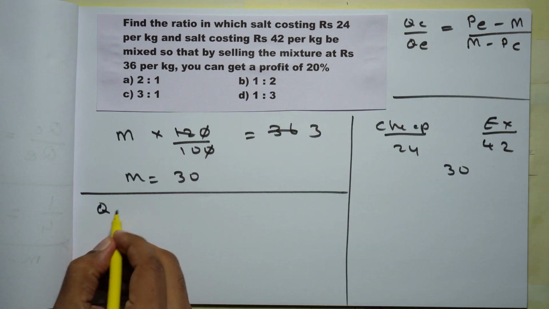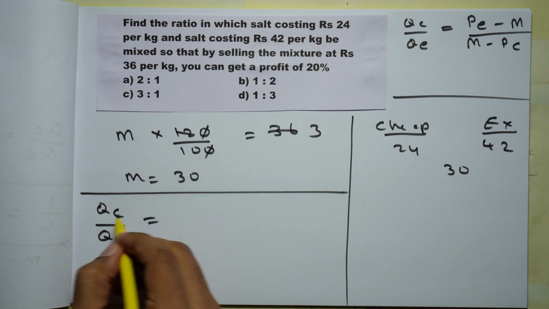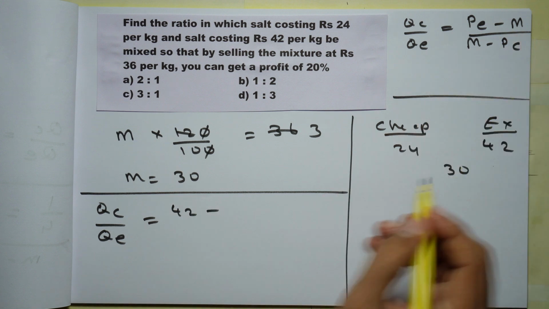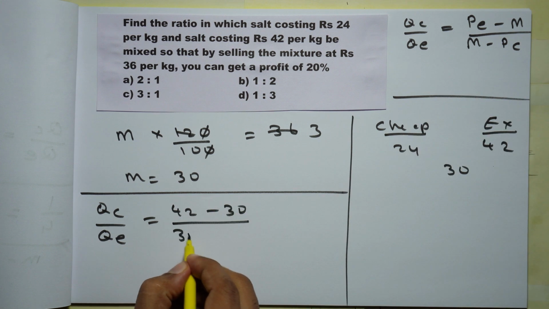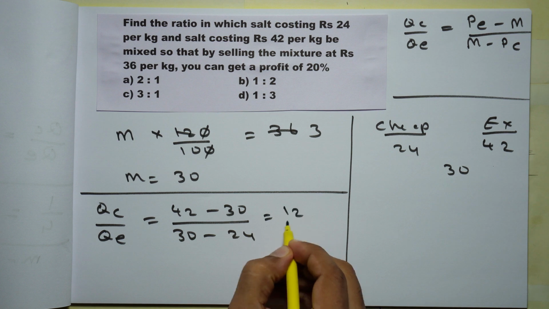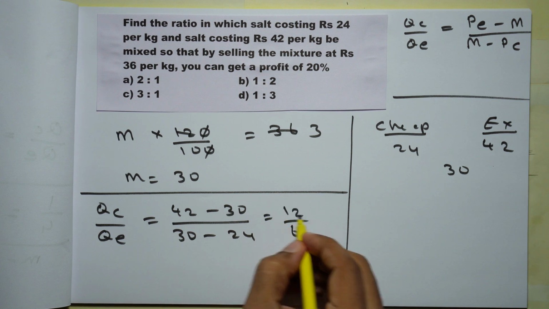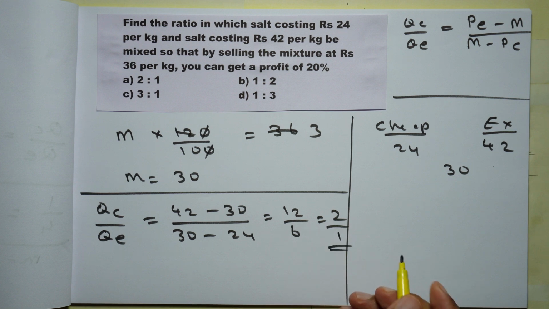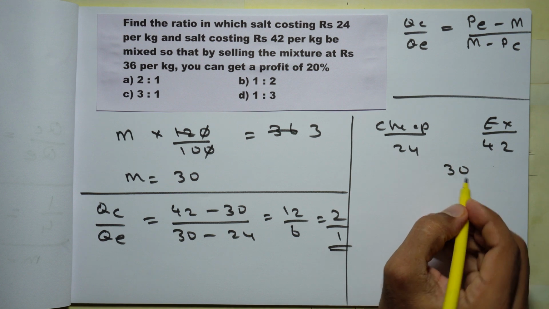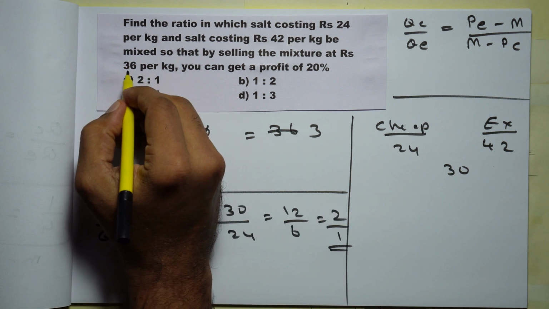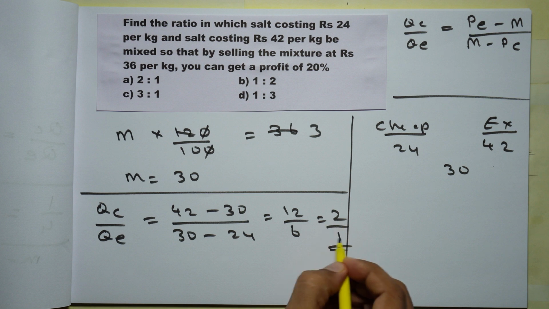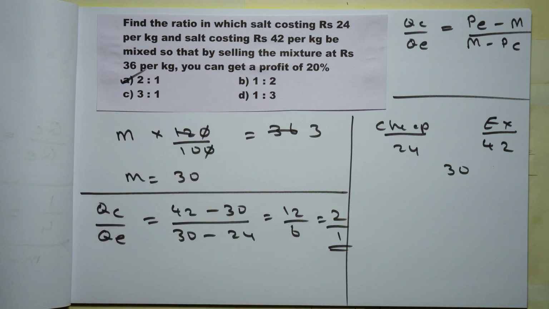So quantity of the cheap one to quantity of the expensive one is given as price of the expensive one 42 minus mean price, mean price should be 30, divided by 30 minus price of the cheap one 24. So 42 minus 30 gives you 12. 30 minus 24 is 6. 12 by 6 is the same as 2 is to 1. So they should be mixed in the ratio 2 is to 1. Then the mean price will be 30, and if the mean price is 30, selling it at 36 gives a 20% profit. So option A, 2 is to 1.